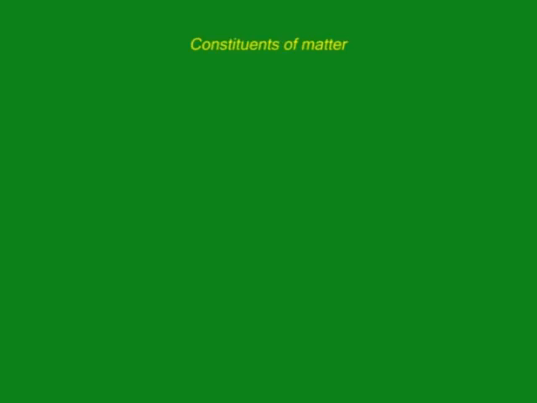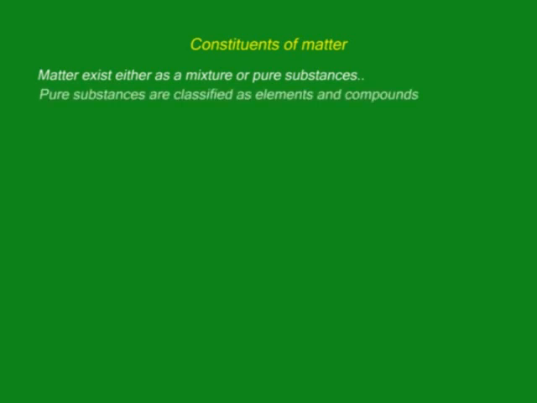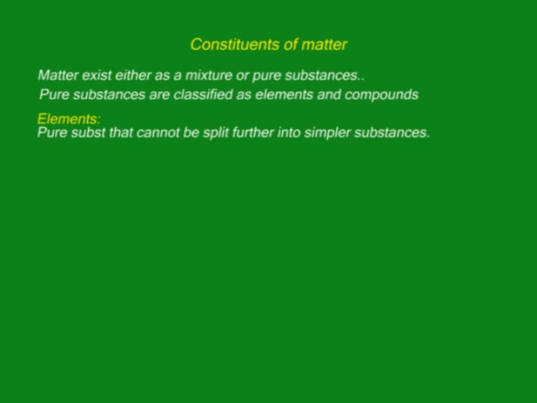Now, away from the effects of heat on substances, we look at the constituents of matter. We have already indicated that matter can exist either as a mixture or as a pure substance. Pure substances are classified either as elements or compounds. An element is a pure substance that cannot be split further into simpler substances by chemical means. Examples of elements include carbon, hydrogen, sulfur, nitrogen, potassium, and many others.